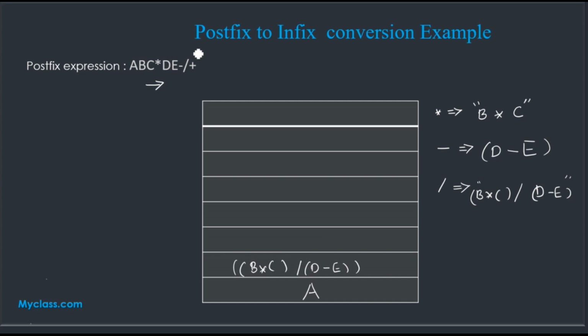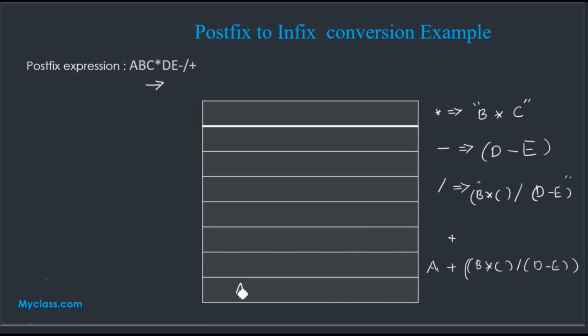Now we have reached the last operator, that is plus. So we only have two elements in the stack. We want to pop this first and then the second. Then we are making A plus. So we have popped this first, B star C divided by D subtraction E. This whole string we are adding with our A. Okay. We have popped this and we have popped this. Now we want to push this into our stack.